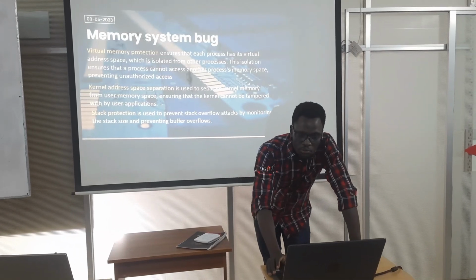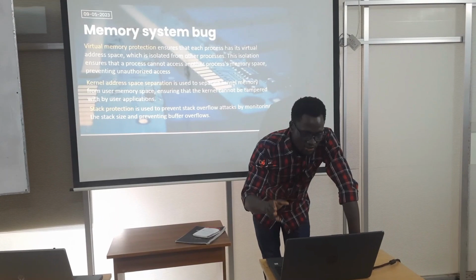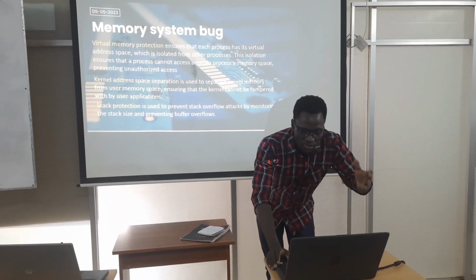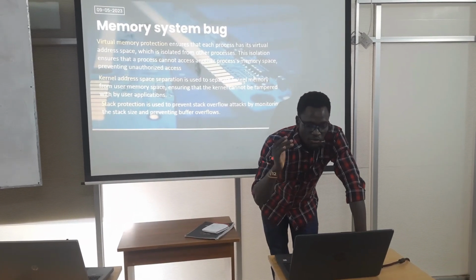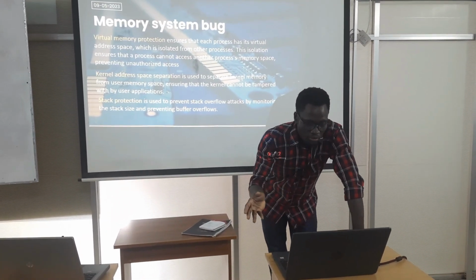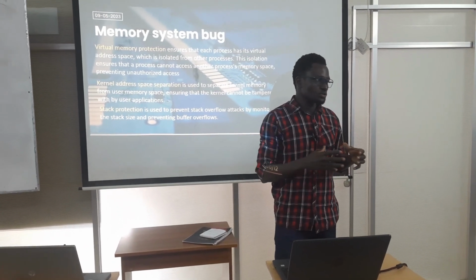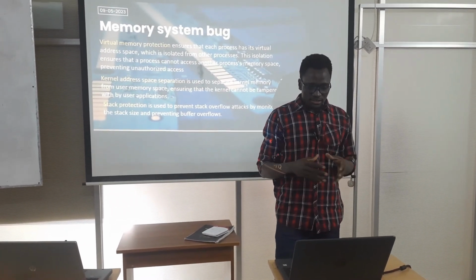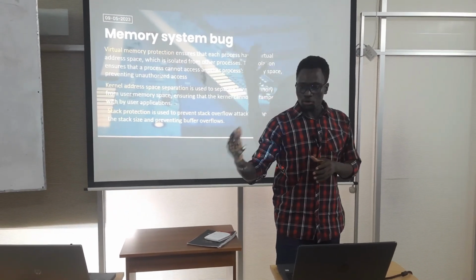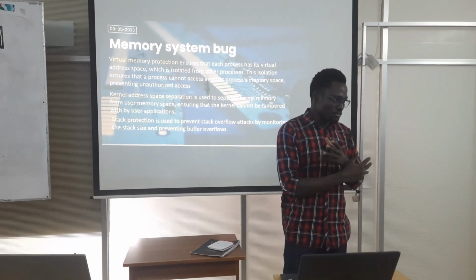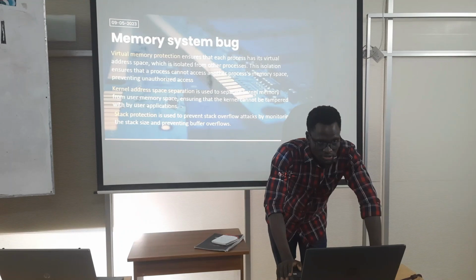First of all, virtual memory protection ensures that each process has its own virtual address space, which is isolated from other processes. This isolation ensures that a process cannot access another process's memory space. This is like authorization, when you have ever worked with applications, you know. Linux has this authorization way of doing things, where it doesn't allow a program to overlap another program. And this authorization is brought about by using virtual memory protection.